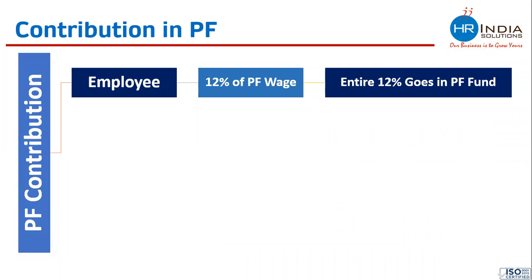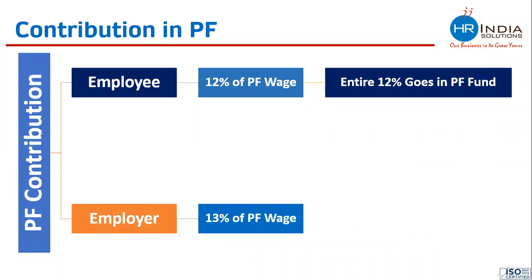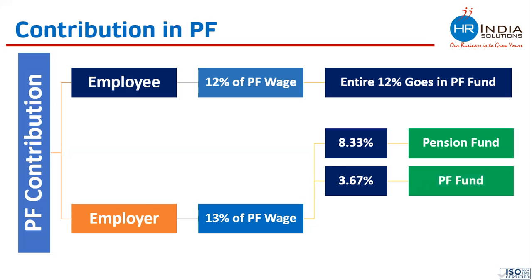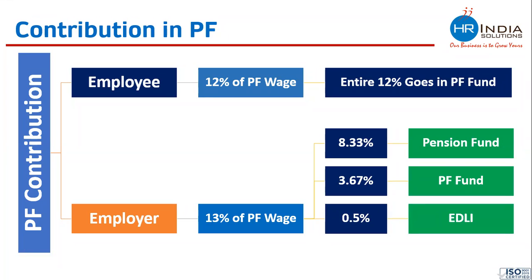The entire 12% which the employee contributes goes to provident fund. The employer contributes 13%, and we will justify why it is 13 and why not 12. The employee contributes 12% and the entire money goes into provident fund. The employer contributes 13%, out of which 8.33% goes into pension fund, 3.67% goes into provident fund, and 0.5% goes into EDLI, which is Employee Deposit Linked Insurance, the insurance which we have discussed.